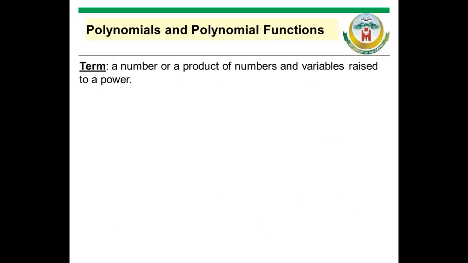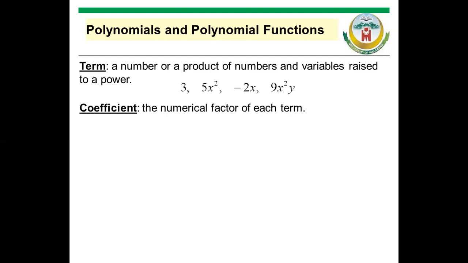So now the basic definitions. First is the term. A term is a number or a product of a number and a variable raised to a power. For example, 3 is a term, 5x square is a term, -2x is a term, 9x square y. These are different terms of a polynomial. Okay, now coefficient.